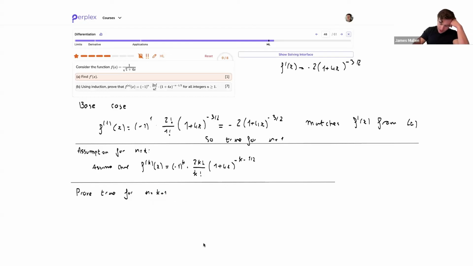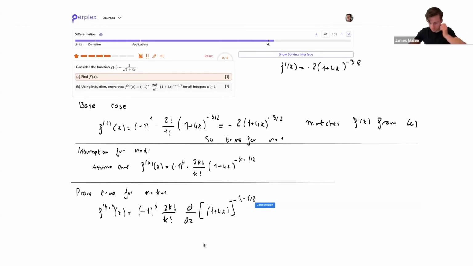All right, so how am I going to do that? What I'm going to do, and you always do with these induction with derivatives questions, is you take the derivative of your assumption. So I say f k plus 1 of x is equal to d by dx. So I'm just going to take out all the constants first, minus 1 to the k, 2k factorial, because these are all constants with respect to x, times d by dx of 1 plus 4x to the minus k minus 1 over 2.